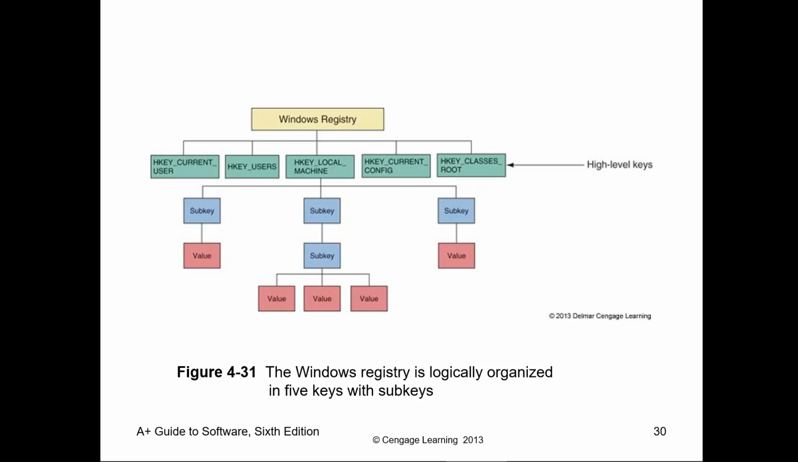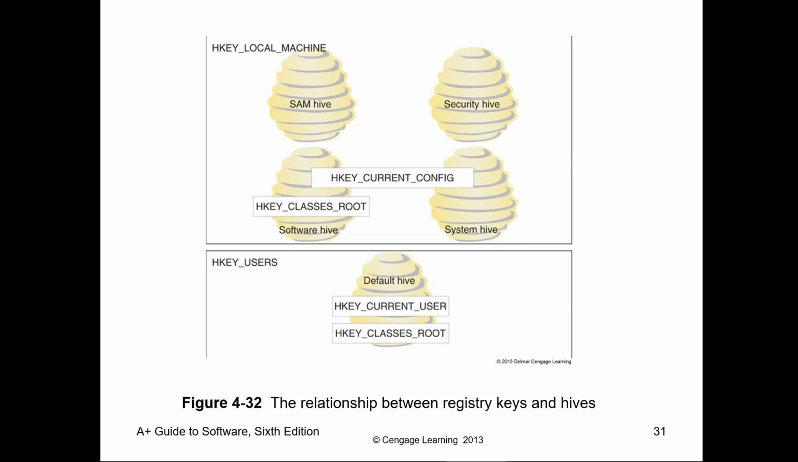So the high-level keys, or HKEYs, are Current User, Users, Local Machine, Current Configuration, and Classes Root. Underneath them there are subkeys depending on your requirement. Here is our graphical representation of our 5 hives. You will notice the HKEYs that we interact with are not part of the SAM hive or Security hive.